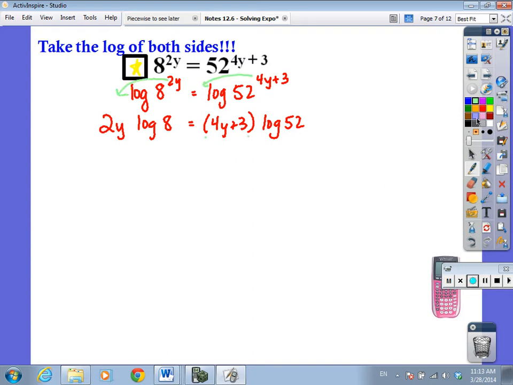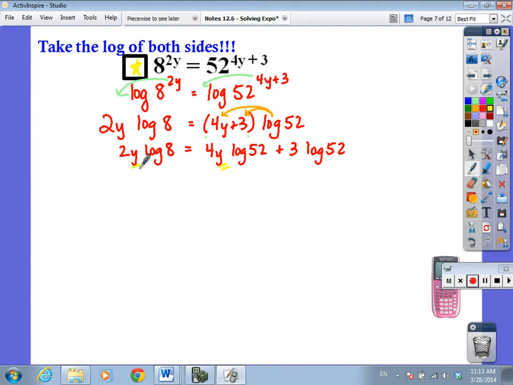Now I want to clear my parentheses. I want to make sure that I don't have parentheses anywhere. So in order to do that, I multiply 4y times the log of 52, and I multiply 3 times the log of 52. The left side doesn't have any changes in this step. It stays the same. When I go to work the next step, my focus again is solving.